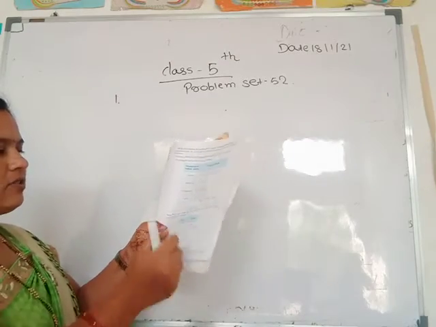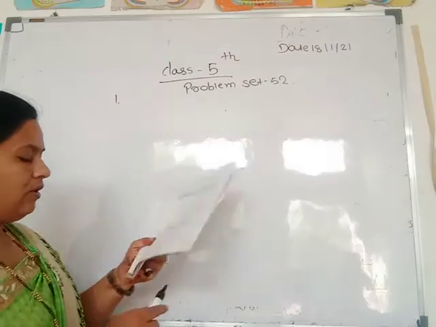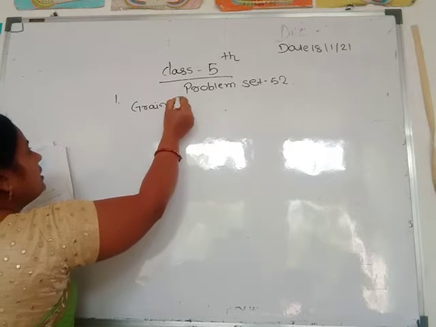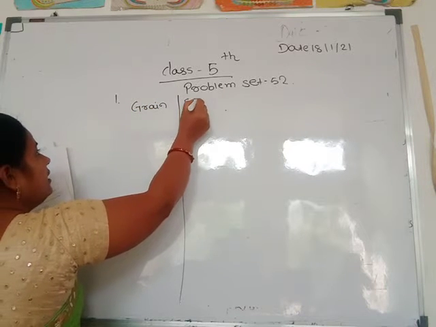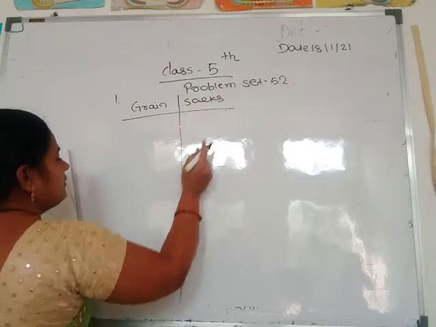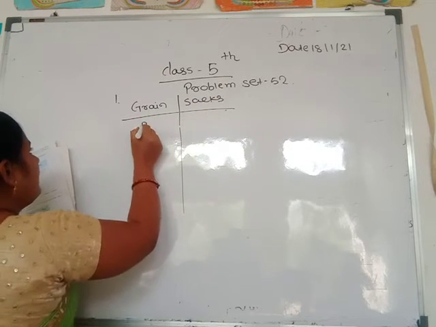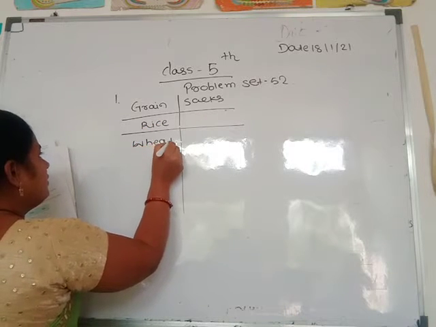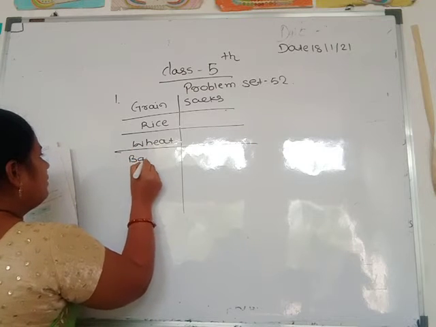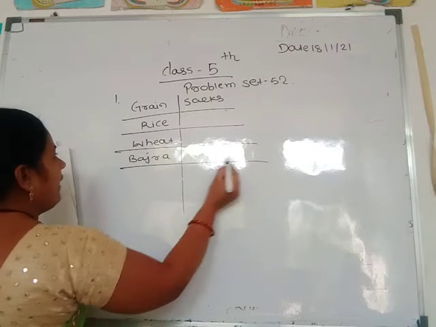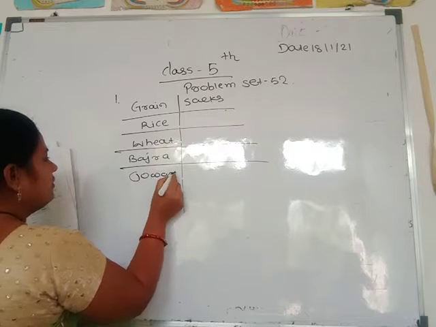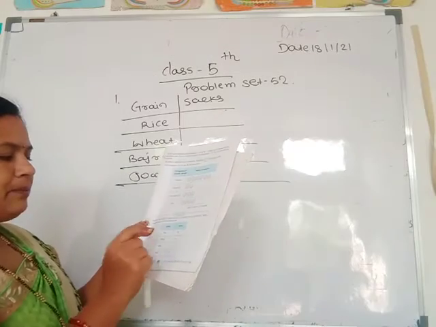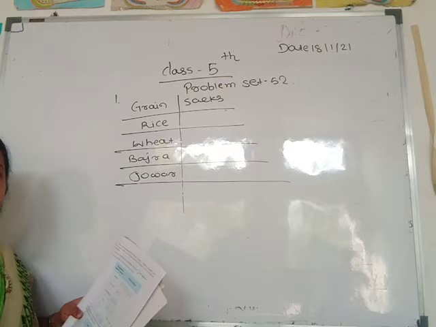Here grain and sacks, these two columns are given. Then you make these columns in the picture type of graph, grain here and sacks here. Then here rice, wheat, bajra and jawar. You see the numbers here. Which numbers? 40, 56, 8, 32. All these numbers are in the table of 8.